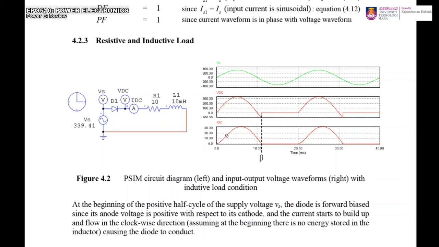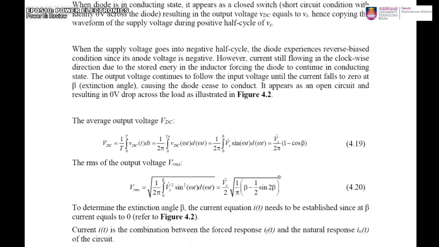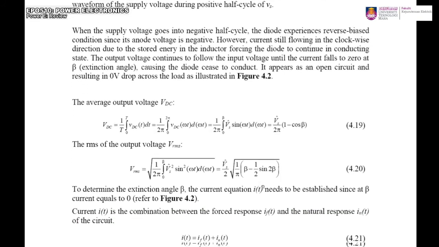Of course, you're going to get a different average output voltage, as well as the RMS. I must emphasize that you complete the gaps here. There are missing solution calculations, so please make sure that you fill in the gaps. Don't just memorize the equation. So the average output voltage will be that.